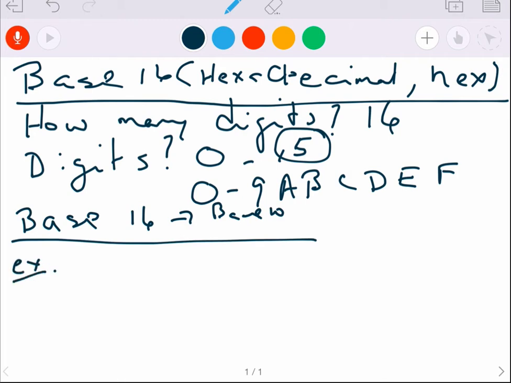So we might have a hexadecimal number, which is 1AE, base 16, and we want to know what that equals in base 10. So first thing we need to do is figure out the weights. So this is 16 to the 0, 16 to the first, 16 squared.